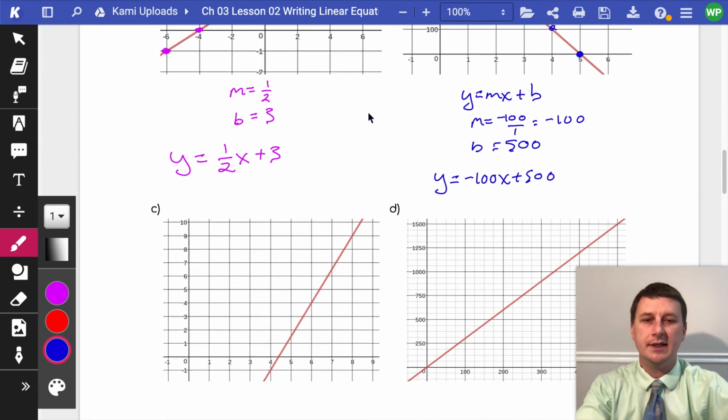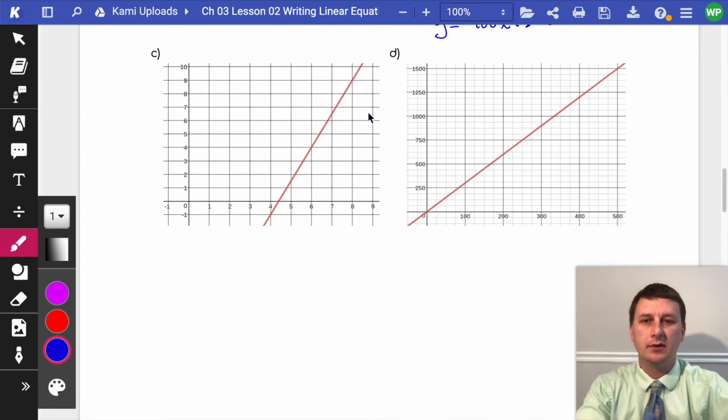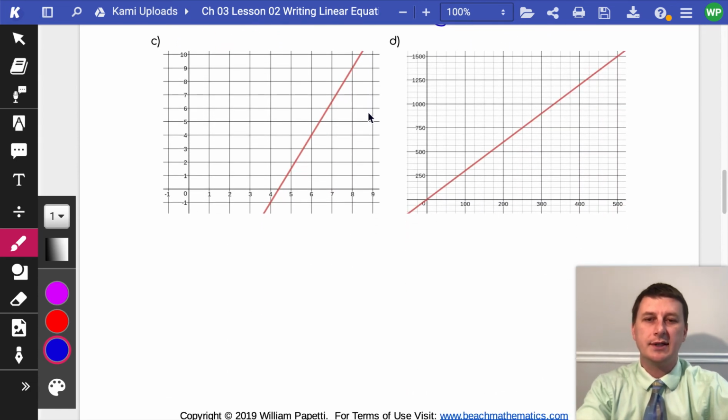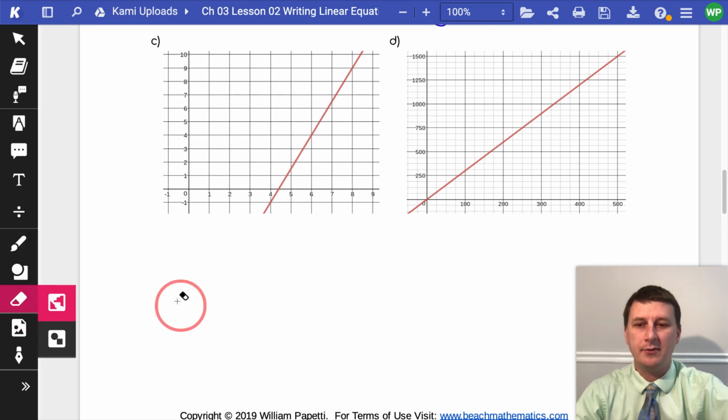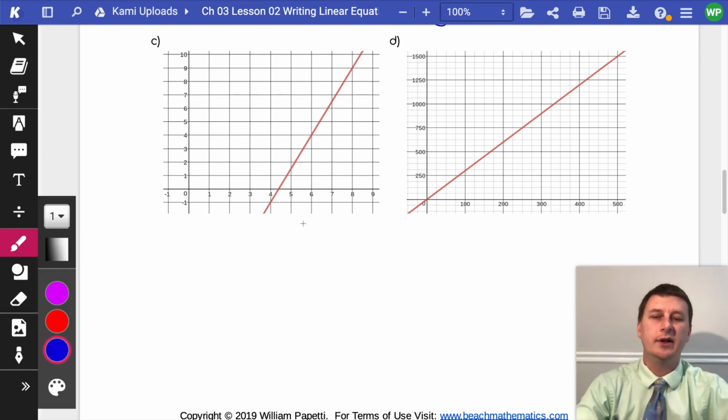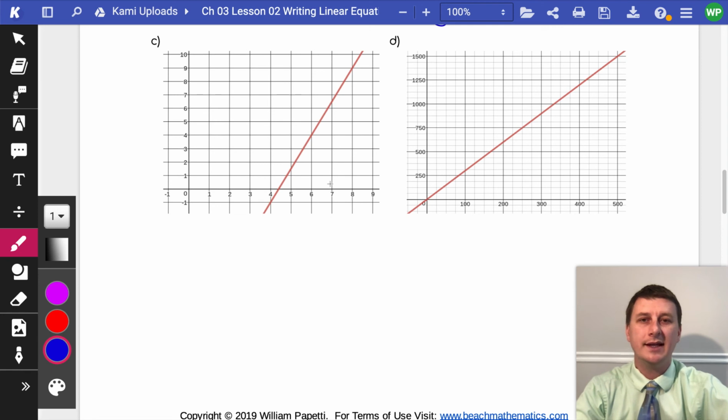Let's go to part C. Oh no. In the first 2 questions, I looked and I saw my y-intercept right away, and I was able to use mx plus b form, slope-intercept form. But this one, I can't see my y-intercept. It's going to occur somewhere over here, but I don't like to guess in math. We like to be exact. So we don't like somewhere over here. We want to know the exact value.